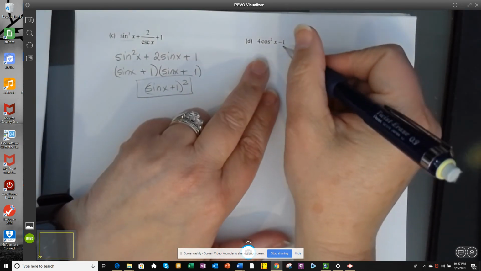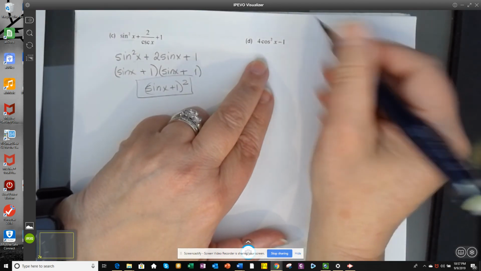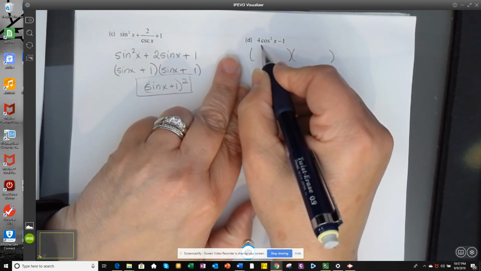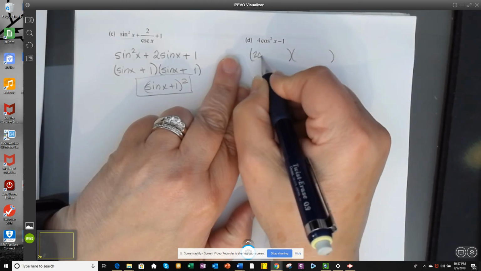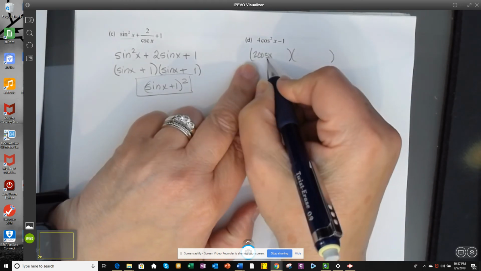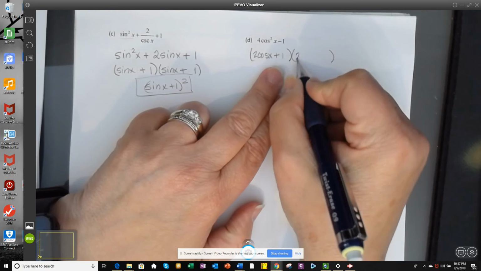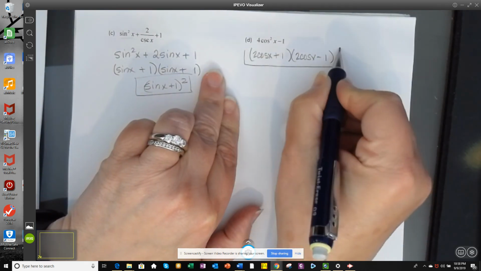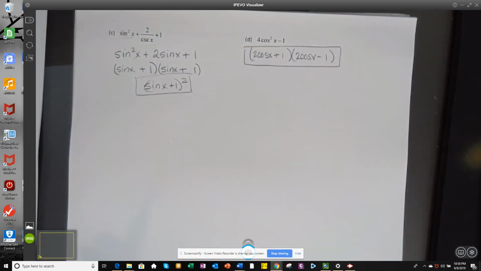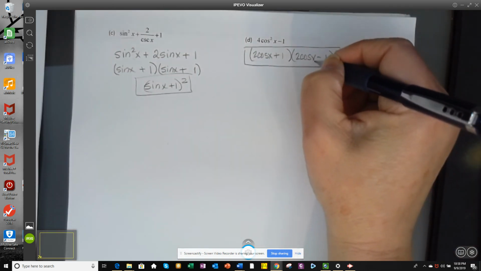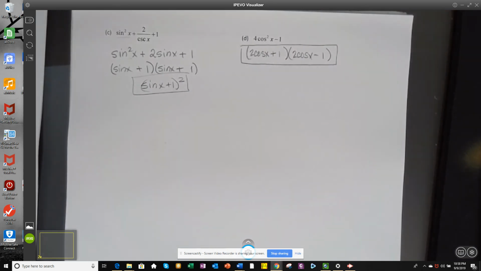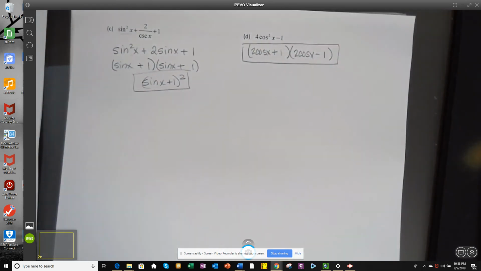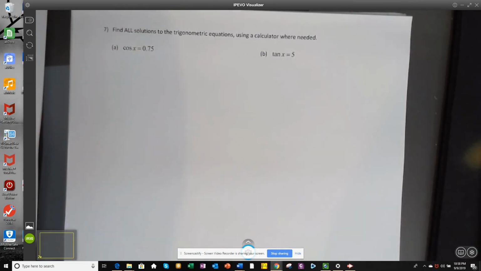All right, so I'm going to factor this one. This is the difference of squares. So what's being squared here? Well, 2 cosine x. So I can say 2 cosine x plus 1 and 2 cosine x minus 1. And that's as simple as the difference of squares. Okay? So factoring is kind of fun with trig functions. It's the same, it's just you've got more letters to write. All right, here we go.